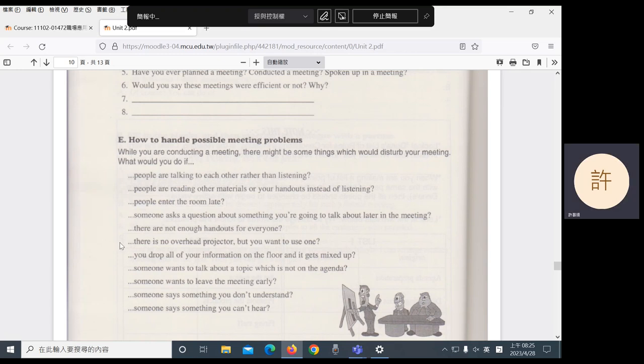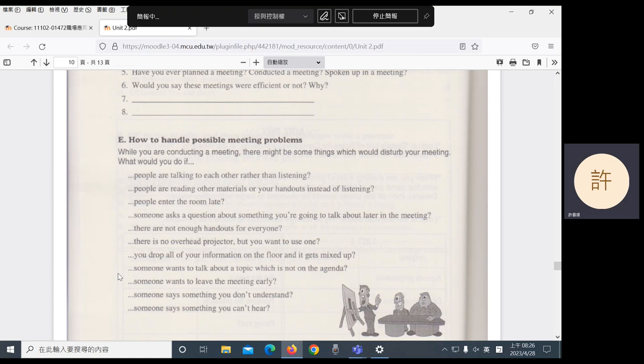There is no overhead projector. 这是投影机. Overhead means above your head, right? So the projector is higher than we are. 所以投影机. So there is no overhead projector, but you want to use one. You drop all of your information on the floor and it gets mixed up.